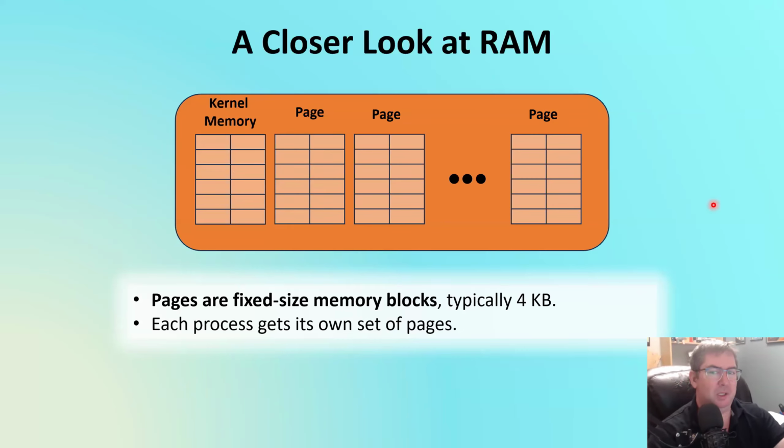So memory is not just one mega block of memory. It's broken up into small fixed blocks known as pages, and they're usually about 4K in size. Each process gets assigned its own set of pages so that when it writes to memory, it thinks it's looking at a whole memory block, but in reality, it's just looking at one section of it because a program typically doesn't use all of your memory at once.